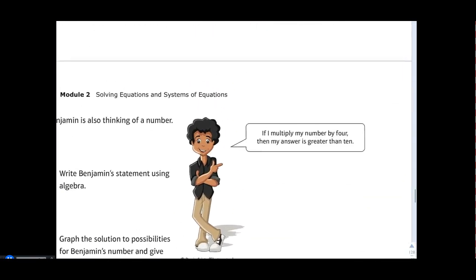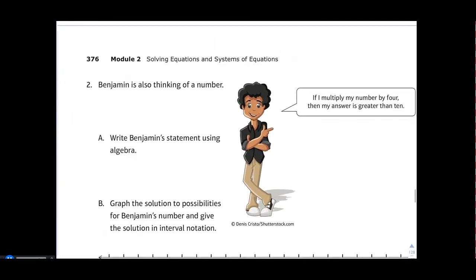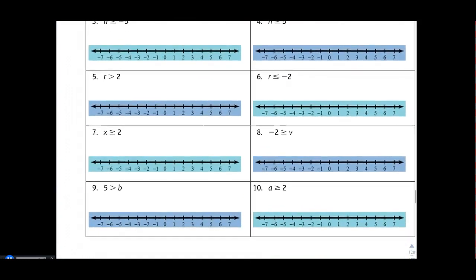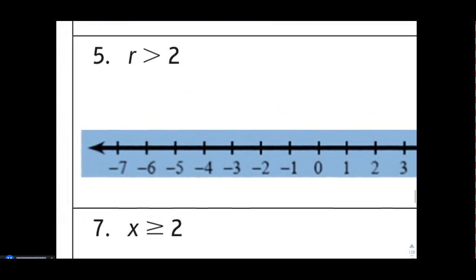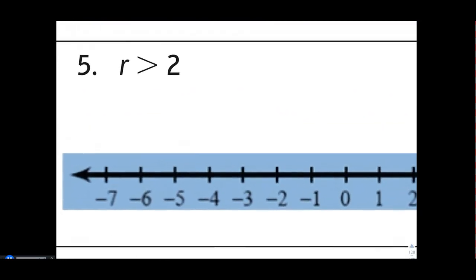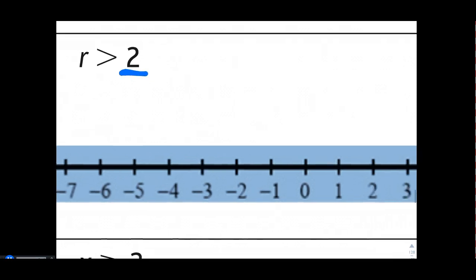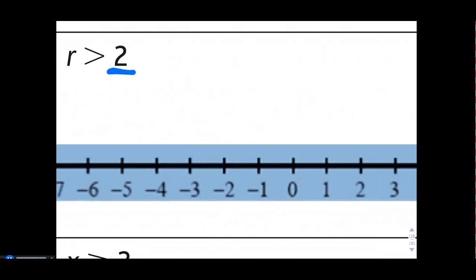Okay, so I am starting on page 376. I'm giving a little review from last night's homework. So if I look at this question right here, I want to know where it starts. The place where it starts is at this 2. I'm going to put a dot on the 2. It is an open dot because there is no equal sign.